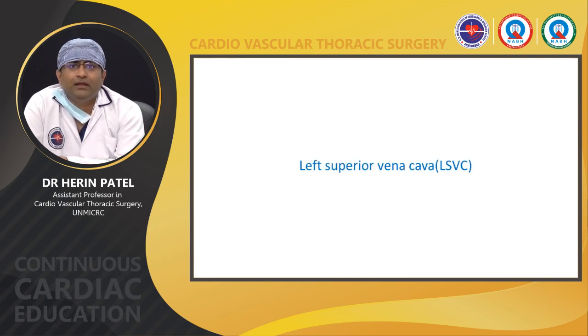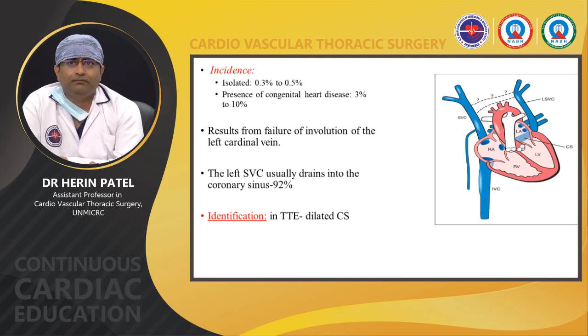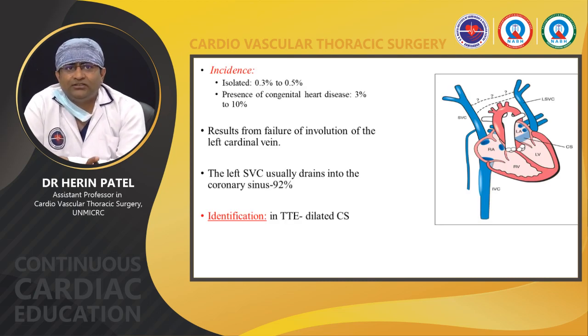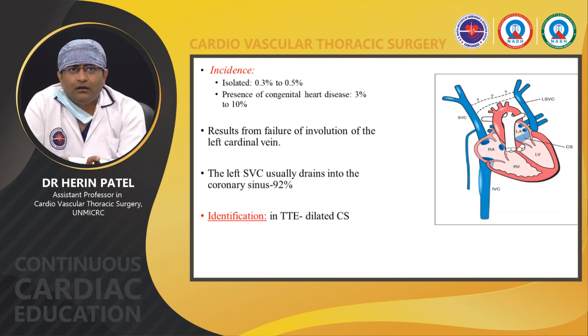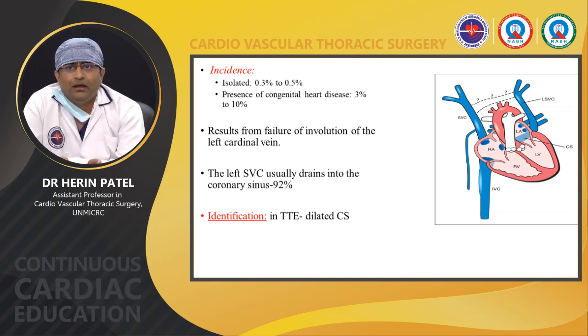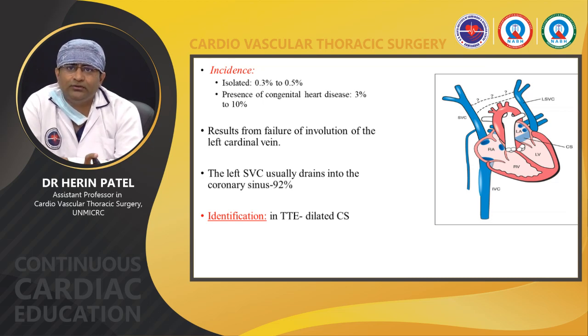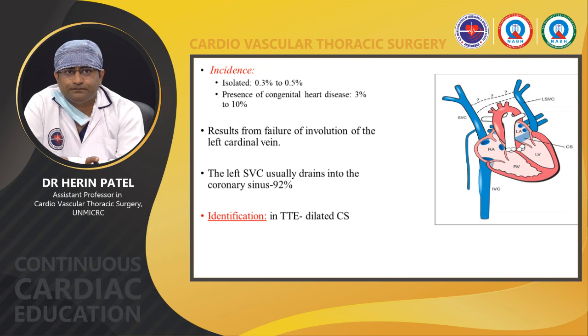Left superior vena cava. A left superior vena cava is usually not present, but it occurs in isolated cases in 0.3 to 0.5% of the population, while its presence in conjunction with congenital heart disease is found in 3 to 10% of cases. Its presence is chiefly from failure of involution of the left cardinal vein. The left SVC usually drains into the coronary sinus in 90 to 95% of cases, and in the rest it drains into the left atrium.